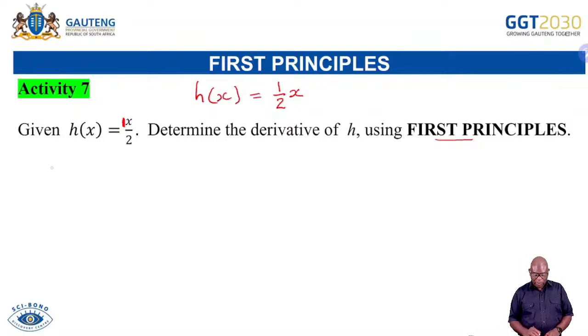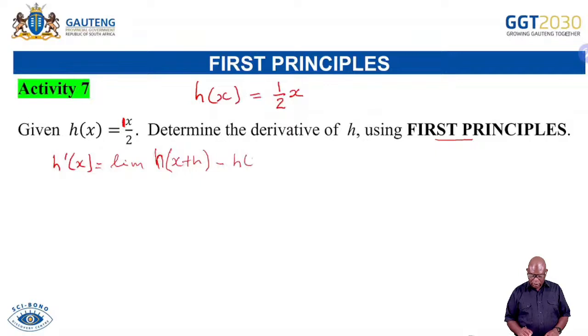So now I'll go same thing, h prime x equals the limit of h of x plus h minus h at x all over h when h is approaching 0. Don't confuse this h and that h. The other one is for the function and the other one is for the movement, that value of x.